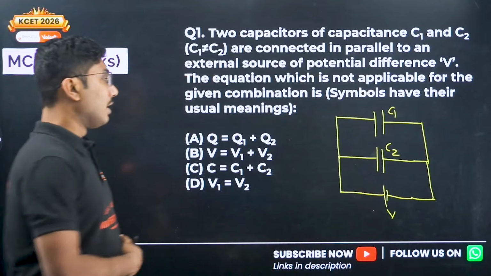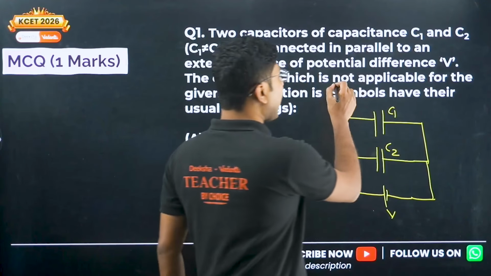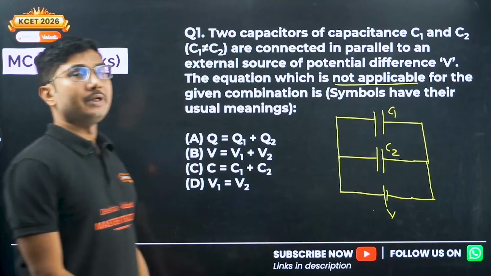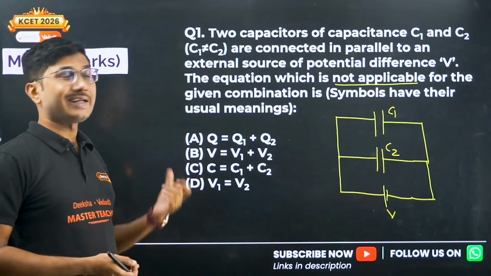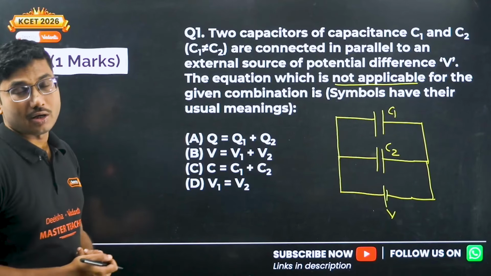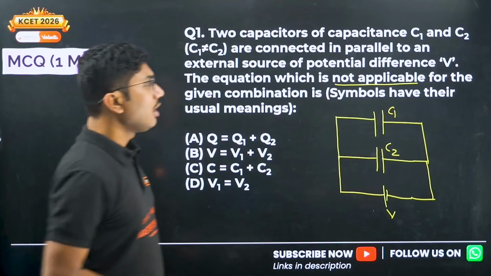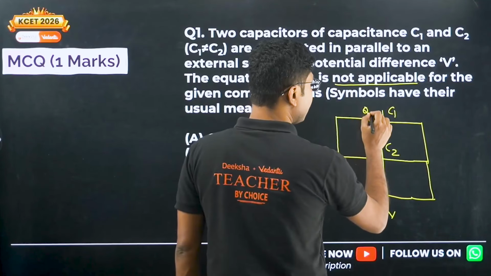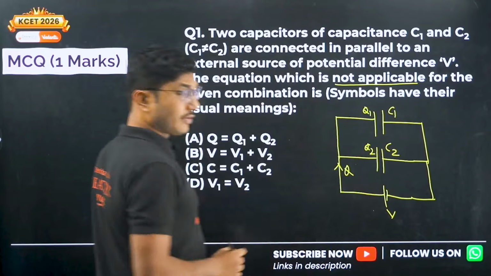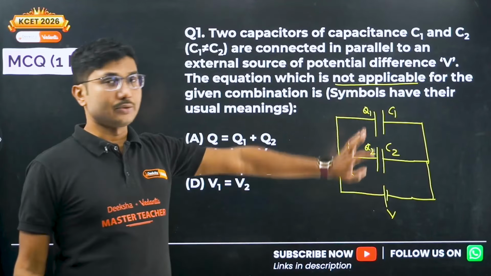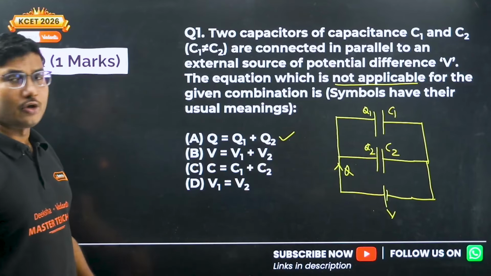Now they are asking you that the equation which is not applicable. Not applicable means out of these 4 equations, 3 are applicable, so 3 are correct, only 1 is incorrect. That incorrect one you have to identify and answer. So first of all, if charge stored over here is Q1, here it is Q2, then the total charge in the circuit, whatever is stored, Q is equals to Q1 plus Q2. So definitely this is a correct statement.